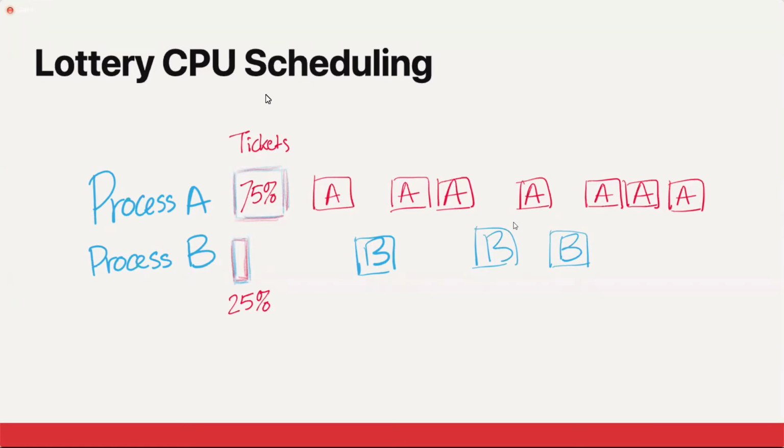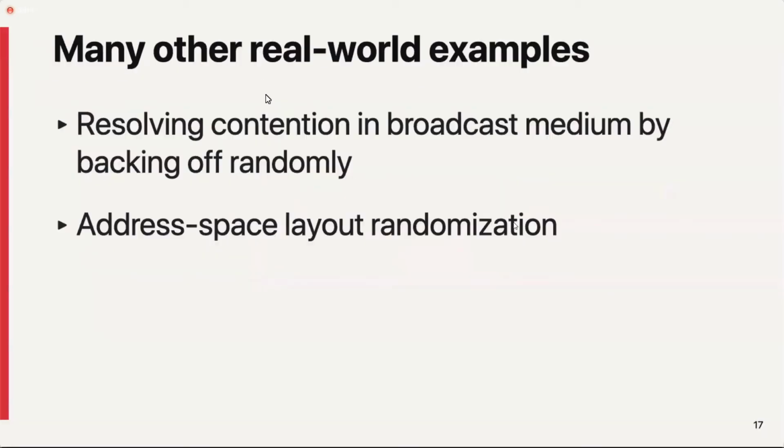Then every time we have a scheduling opportunity, all we need to do is run the lottery. Whichever process wins the lottery gets the CPU for the next time slot. That is a very simple scheduling discipline because it's stateless. It doesn't require any state to be maintained for this particular scheduling discipline. And there are many other real-world examples.